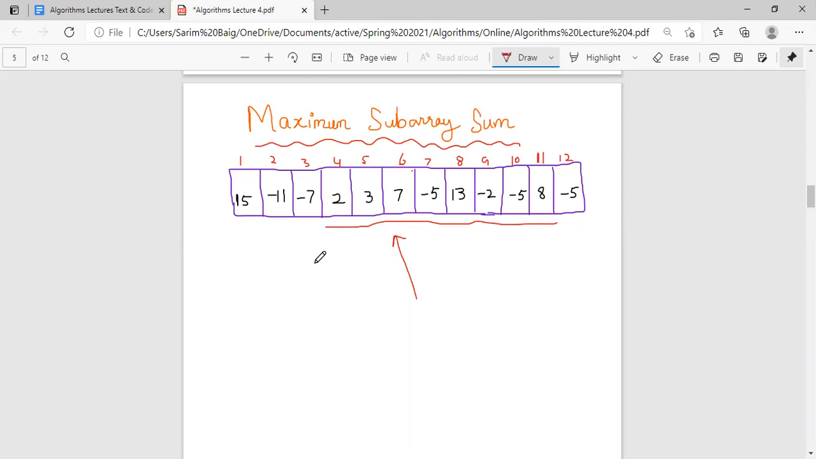Okay, we can't have gaps. I can't say leave minus 11 and 7 minus 7 and just pick 15. That can't happen. And the other thing that you see in this problem is that when I'm looking for the best solution, another temptation in your mind may be don't include negatives in the best solution.